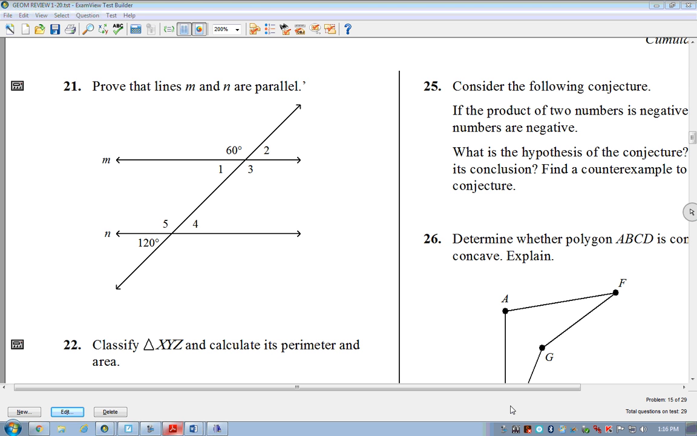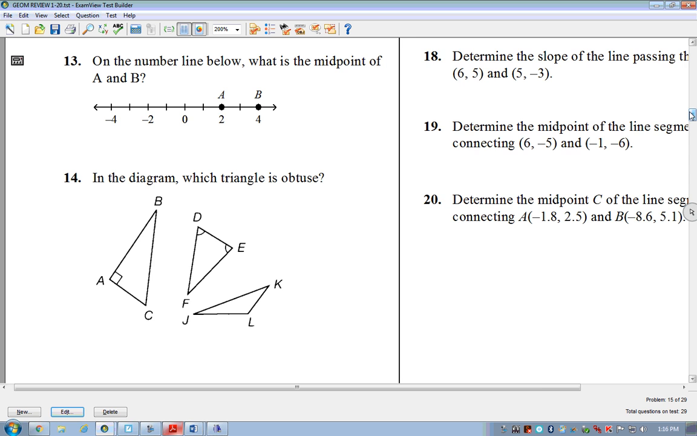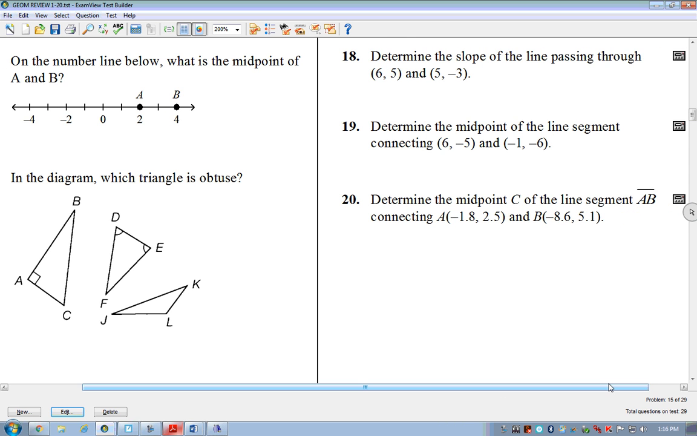Question number 19. All right, determine a midpoint of the line segment. At this point, I'm going to pause the video. You guys already have the midpoint formula, so you are going to work out the question. I want to see how many of you can get this right.